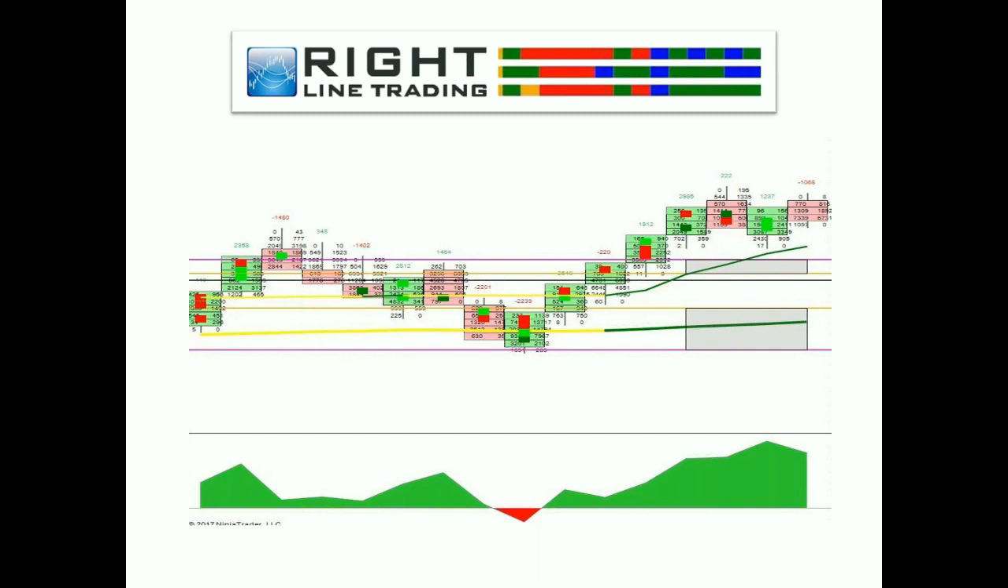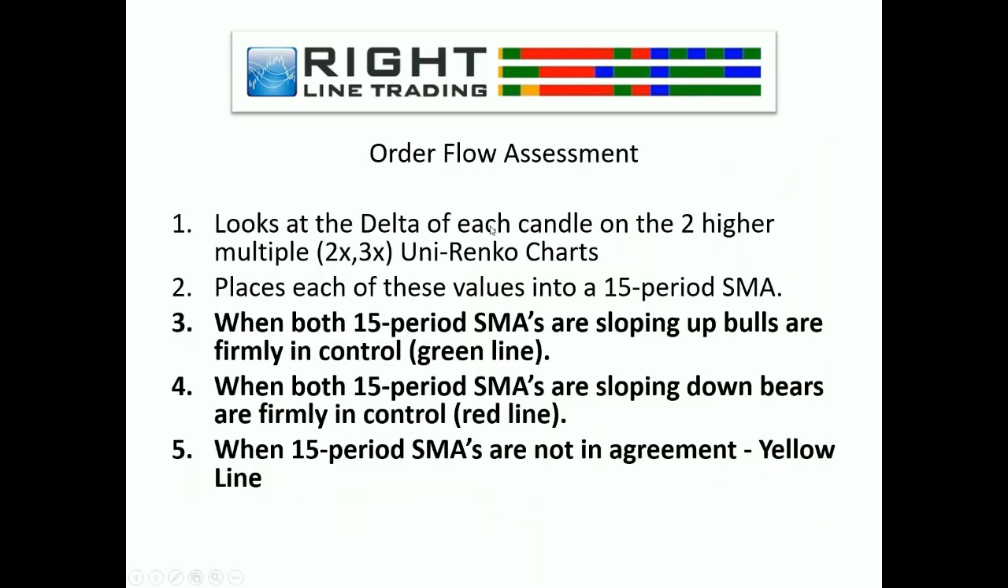Now, if you assess the delta of every tick level, which some programs do, you're going to get faked out even more. Because here's really what you need to do. You need to throw out all of the data, all the outliers, and just use one standard deviation's worth of data. So what we do is we look at the delta of each candle on the two higher time frames.